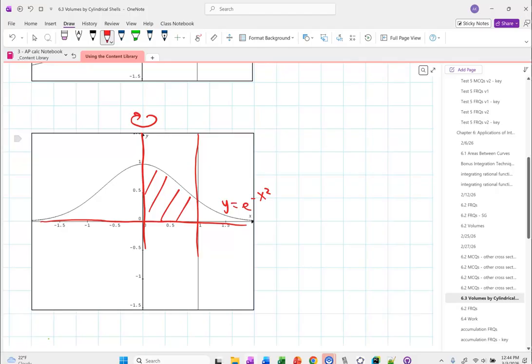We're just starting our setup. You guys all have the formula down, right? 2 pi rh delta x or dx or whatever, dy, depending on the direction that you're rotating.